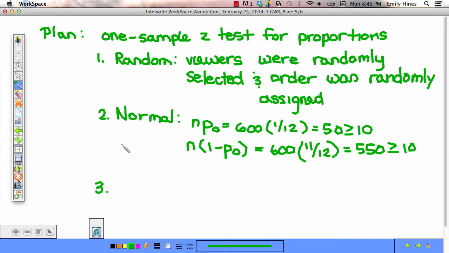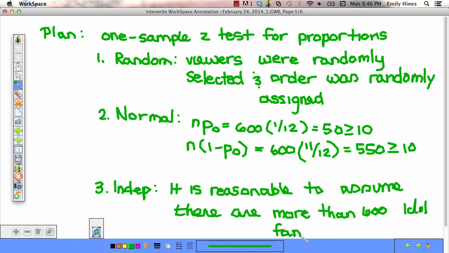And third is independent. It is reasonable to assume there are more than 6,000 Idol fans. Okay, so this is what it should look like, your plan step. State what you're doing, check your conditions. Don't just say random check, normal check, independent check. Actually, write them out and check them.